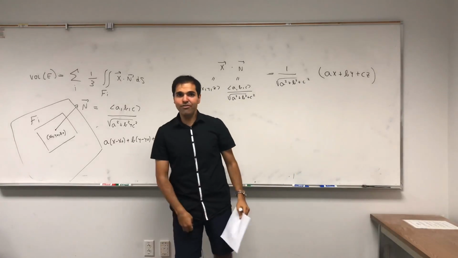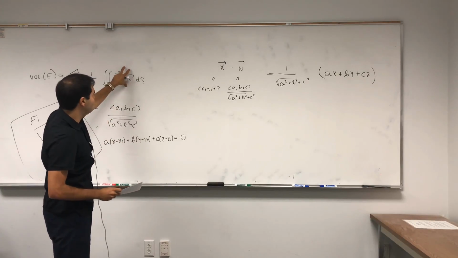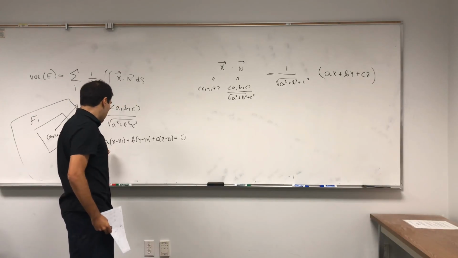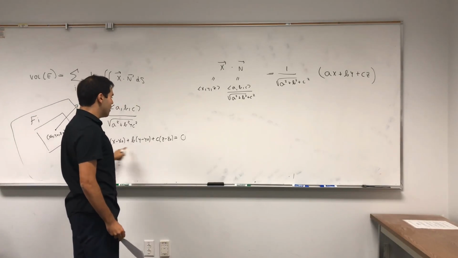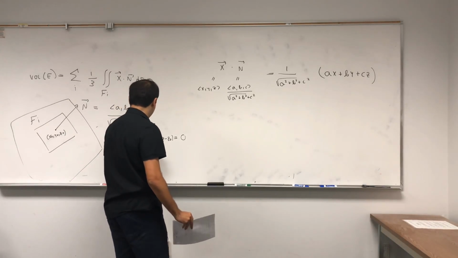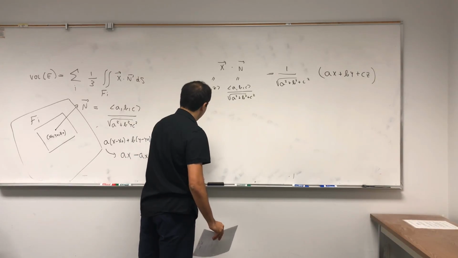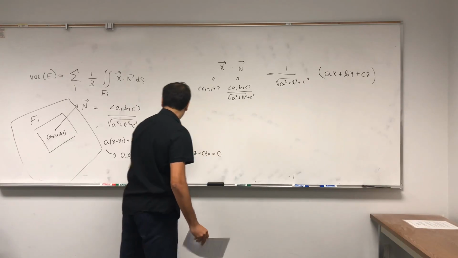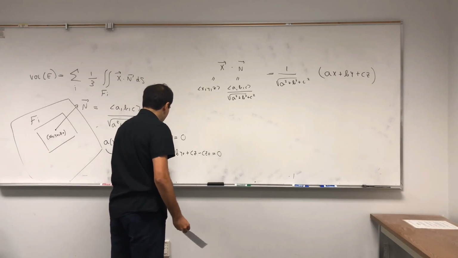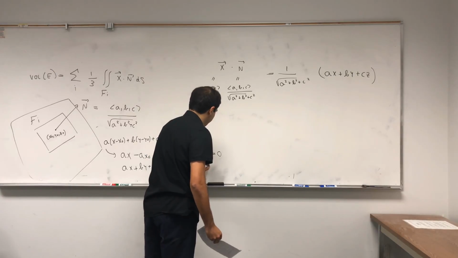Now it would be nice if we can rewrite this without x, y, and z. Because if this is constant, we can pull it out of the integral and get something easier. But it turns out we can, because we have this equation. Let's expand it out. ax minus ax naught plus by minus by naught plus cz minus cz naught equals 0. And we get ax plus by plus cz equals ax naught plus by naught plus cz naught.